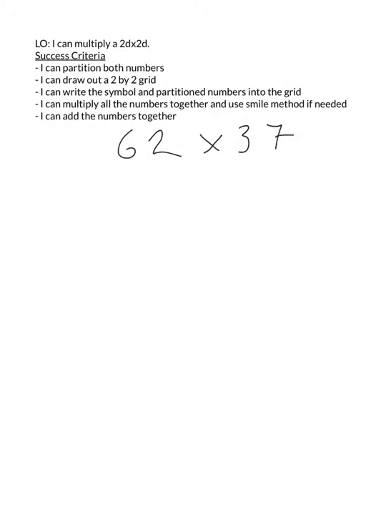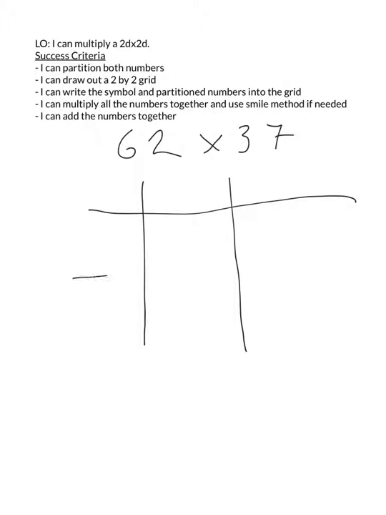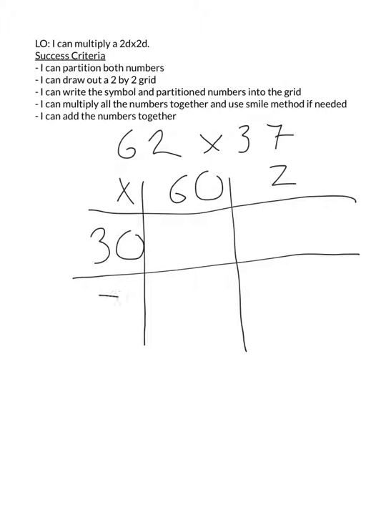I know I'll write those numbers in. Now I'm going to move on to the second success criteria, which is to draw my grid. I'm trying to use less space this time to make my workings a little bit more systematic. There's my grid drawn. Then I can put in my partition numbers. I'm going to put the 60 and then the 2 there, then the 30 and the 7 here. And now I've done that.